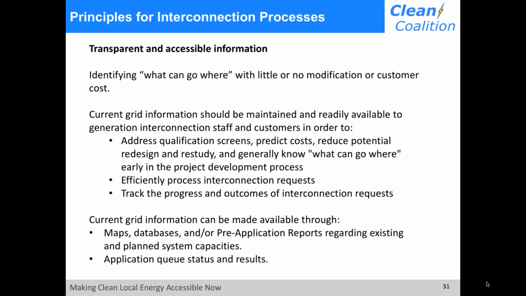Knowing what can go where with little or no modification to the existing grid helps customers establish realistic expectations regarding interconnection at their property, or to choose between locations to site new generation and submit appropriate designs. This is easily achieved by making grid information accessible, including public maps and data regarding existing and planned system capacities to support appropriate project siting and design proposals. Access to information early in the decision-making process, including pre-application data or meetings, supports well-planned and appropriate applications, resulting in a high percentage of successful deployments with minimal delays. Pre-application reports offer a valuable service.